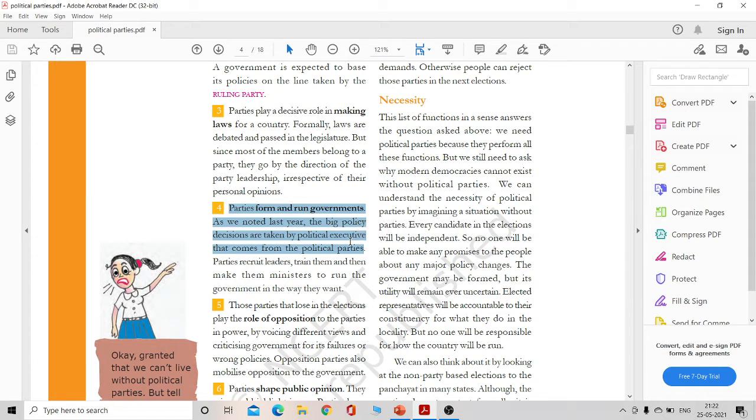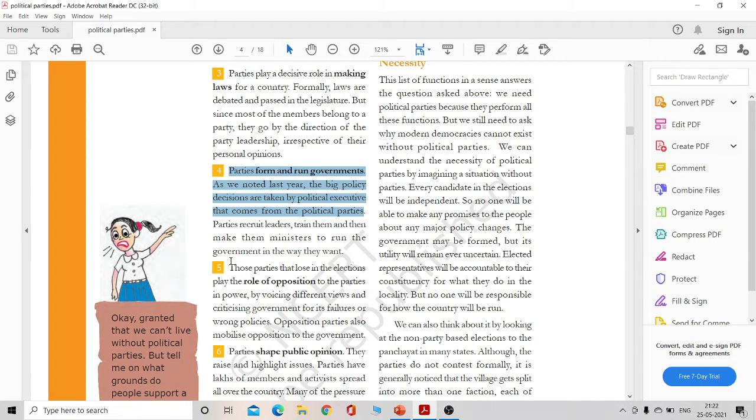So the political executive does not make or implement laws on their own. They have to have the backing of the political parties who are members of the parliament. The fifth function being those parties. Now, those parties that lose elections, what about them?